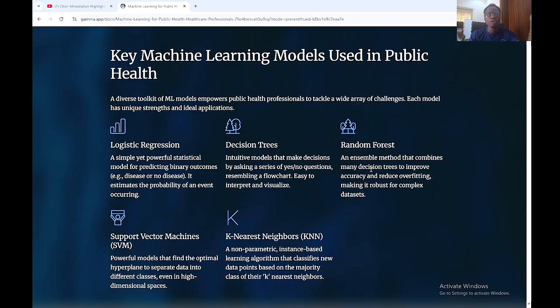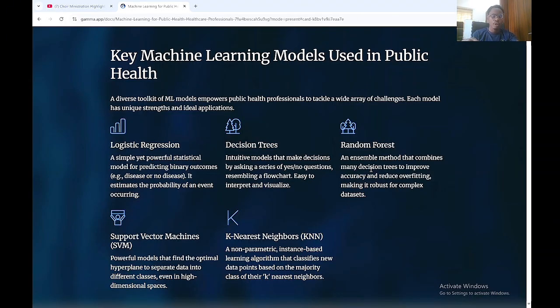The decision tree classifier is an intuitive model that makes decisions by asking a series of yes and no questions. It resembles a flow chart: if this is correct, go here; if it's not correct, go here. We're going to make a lot of illustrations of this model in our next videos. Also, we have the random forest, an ensemble method that combines many decision trees to improve accuracy and reduce overfitting, making it robust for complex data sets.